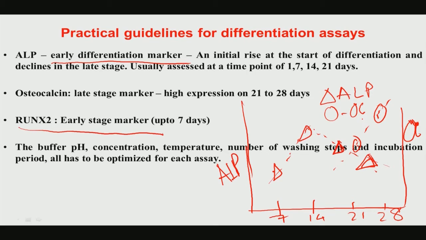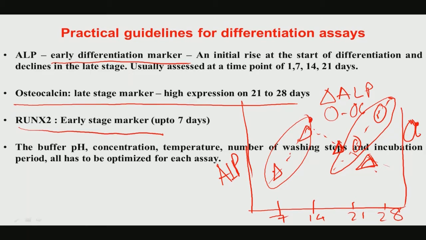So, that will clearly give you a signature that, yes, indeed osteoblastic differentiation is taking place, because of the 2 signatures: an early ALP expression increase, as well as a late osteocalcin expression increase. So, that is why I have mentioned very clearly that it is a late stage marker, with high expression at 21 days. The buffer, pH, concentration, washing steps, incubation period, all have to be optimized for each assay.